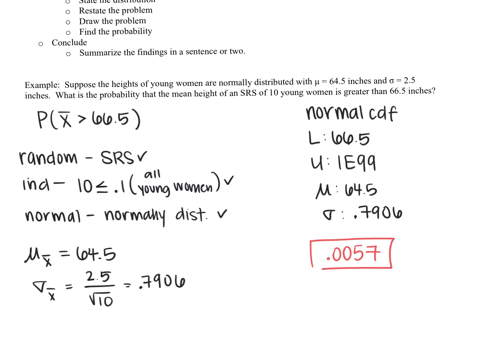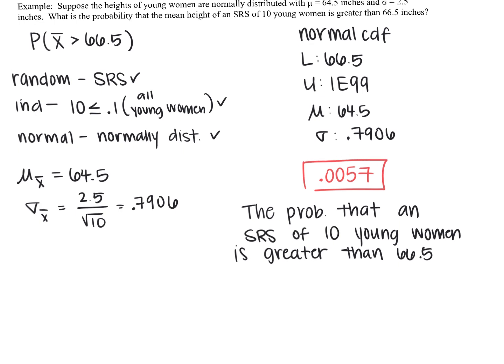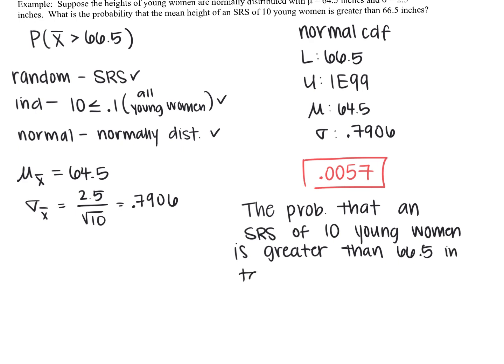It's very, very low. So that tells me the probability that an SRS of 10 young women is greater than 66.5 inches tall is 0.0057, which is less than 1%. So it's not very likely, not a very large probability.